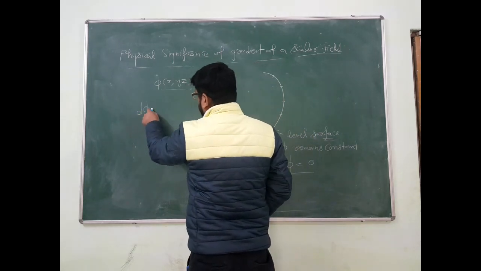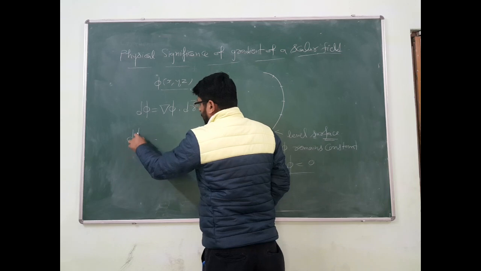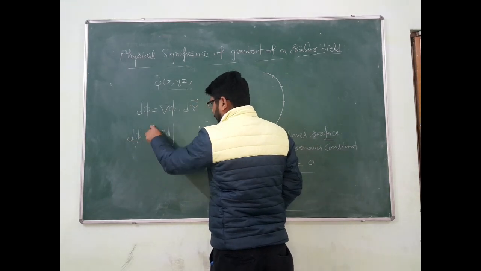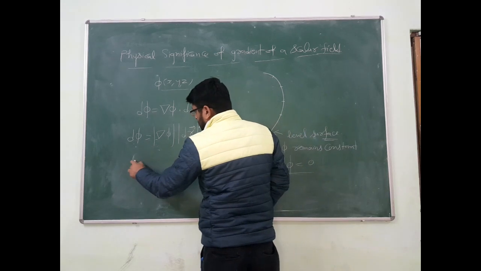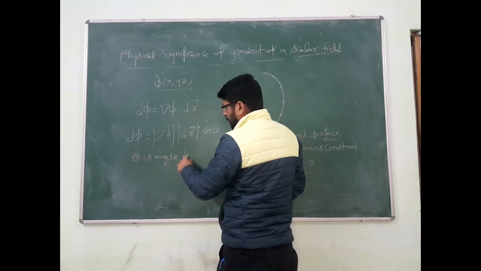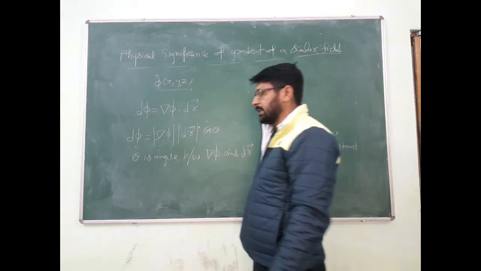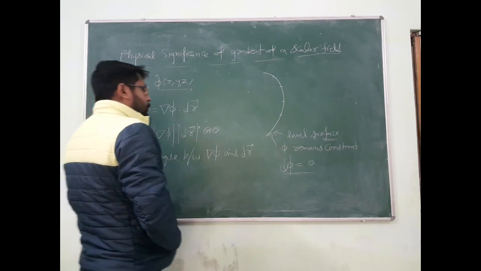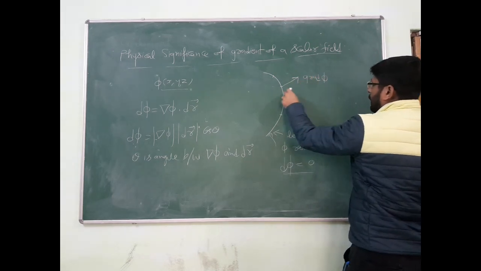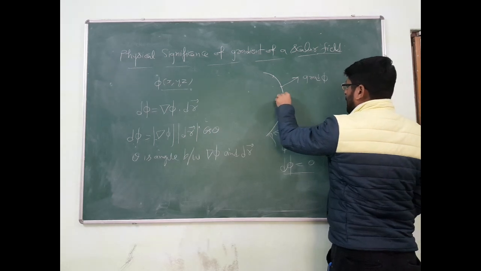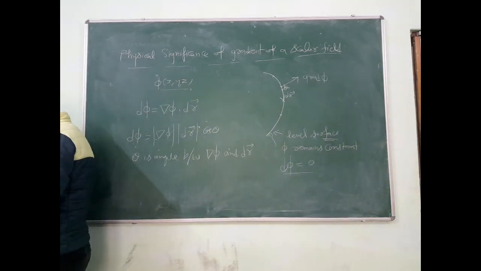How have we defined this change in phi? This was del phi dot dr, which can be rewritten like this: d phi will be magnitude of del phi into magnitude of dr into cos of theta, where theta is the angle between del phi and dr. Suppose at any point this is the direction of grad phi, and we are moving on this surface only, then this will be the direction of dr. So this angle will be our theta.